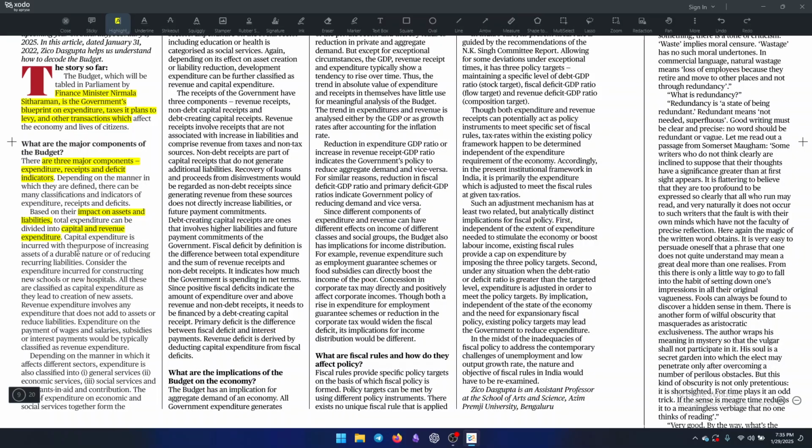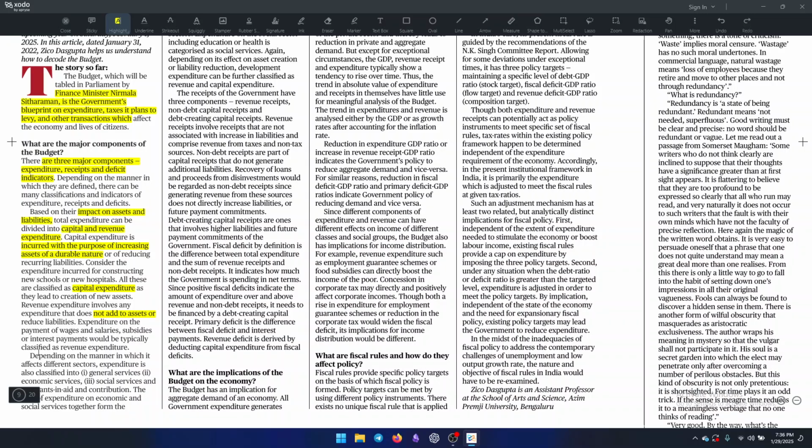Capital expenditure is incurred with the purpose of increasing the assets of durable nature or of reducing recurring liabilities. Consider the expenditure incurred for constructing schools or new hospitals. All these are classified as capital expenditure as they lead to creation of new assets. Revenue expenditure involves any expenditure that does not add to assets or reduce liabilities. Expenditure on the payment of wages and salaries, subsidies, or interest payments would be typically classified as revenue expenditure.